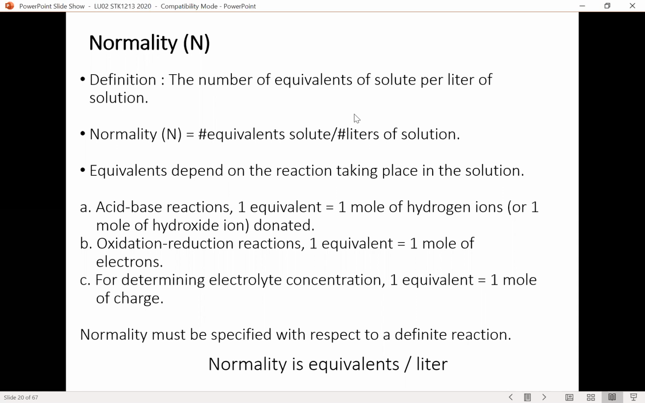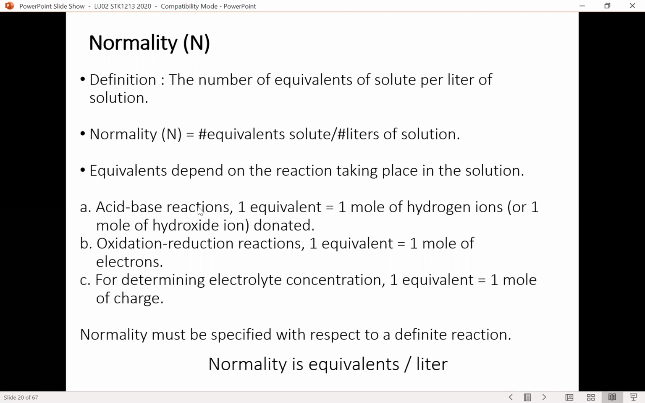Another unit of concentration is normality. Normality is the number of equivalents of solute per liter of solution. Formality is the grams of ionic substances dissolved to make the solution, but normality is the number of equivalents of solute per liter of solution. The equivalence actually depends on the reaction taking place in the solution. For example, it's different for acid-base reactions, oxidation-reduction reactions, and also electrolyte concentration.